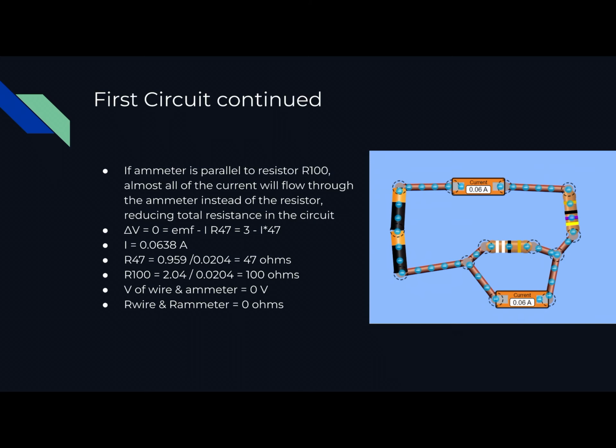Now, if the resistor with 100 ohms were to be in parallel with the ammeter, the current will flow through the ammeter instead of the resistor, which will reduce the total resistance in the circuit. Because of that, in the simulation we can ignore the 100 ohm resistor and just use the 47 ohm one, and that would change the current to 0.0638 amps. And by the way, since the voltage in the wire and the ammeter is 0, the resistance is 0.